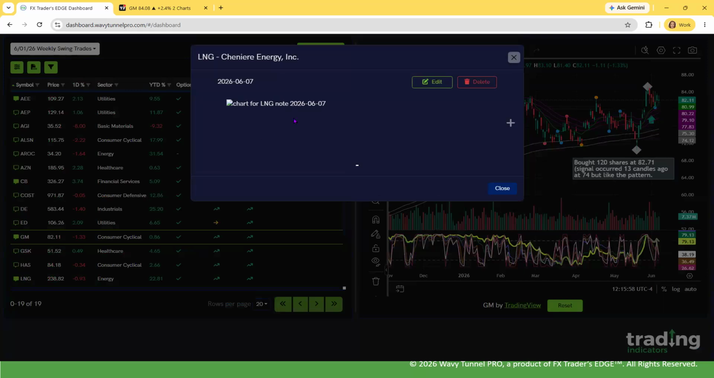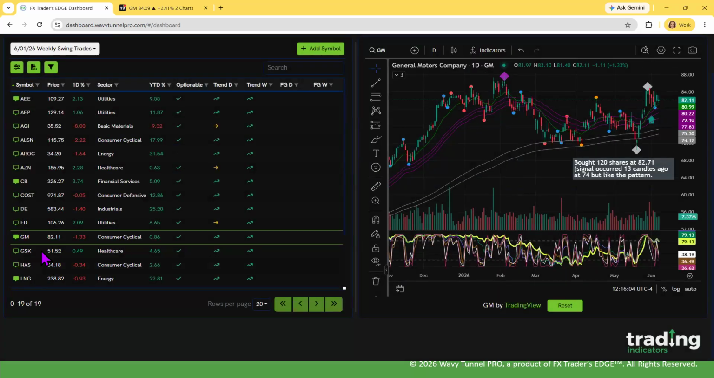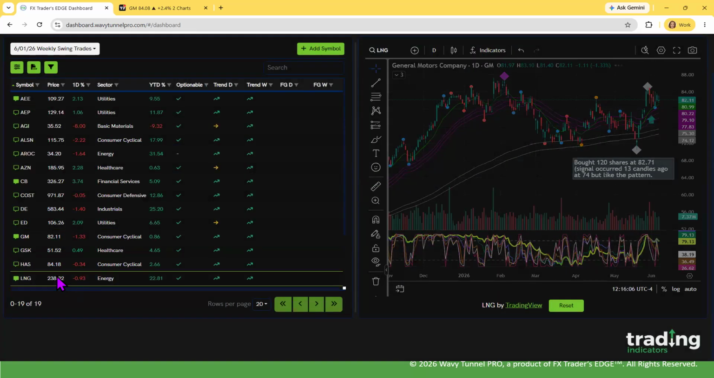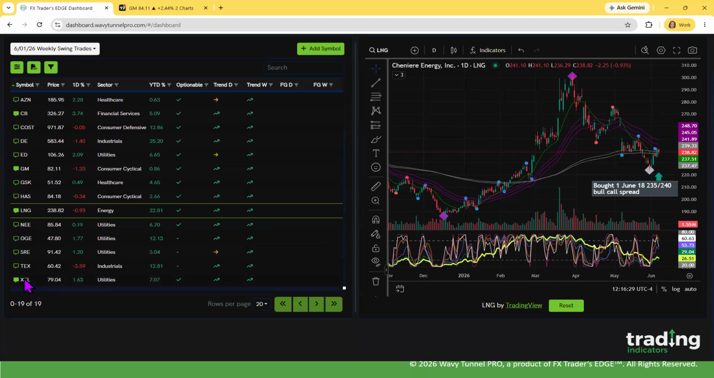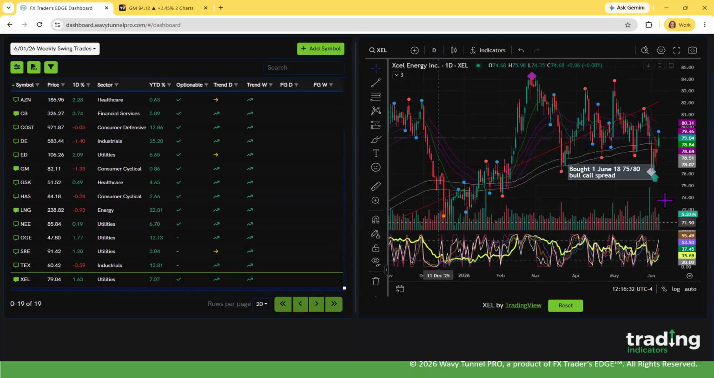I don't know why I don't see these charts, and I didn't take any notes here either. So for LNG, let me just show you what I did there. I bought, I don't know why I did a 235 to 240 spread. I'm going to have to refine this and probably do something a little wider when the price is so high. Anyway, that's what I did there. And then the final one was XEL. And I bought a 75.80 bull call spread here. So that's what I did.